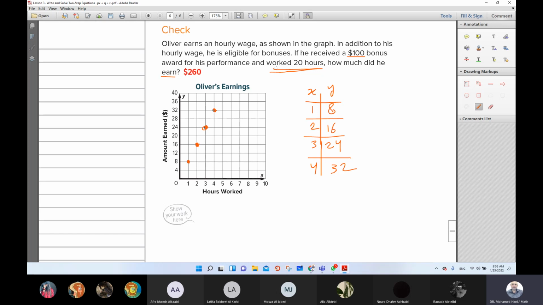So as you see, he worked 20 hours, represented here by the variable h. And he received a 100 bonus, meaning plus 100. Then we want to know how much did he earn?